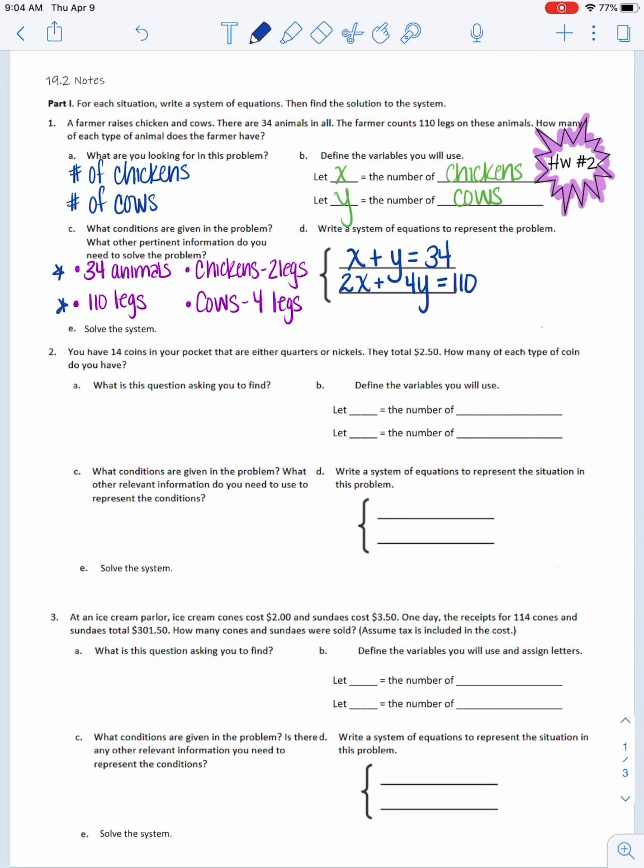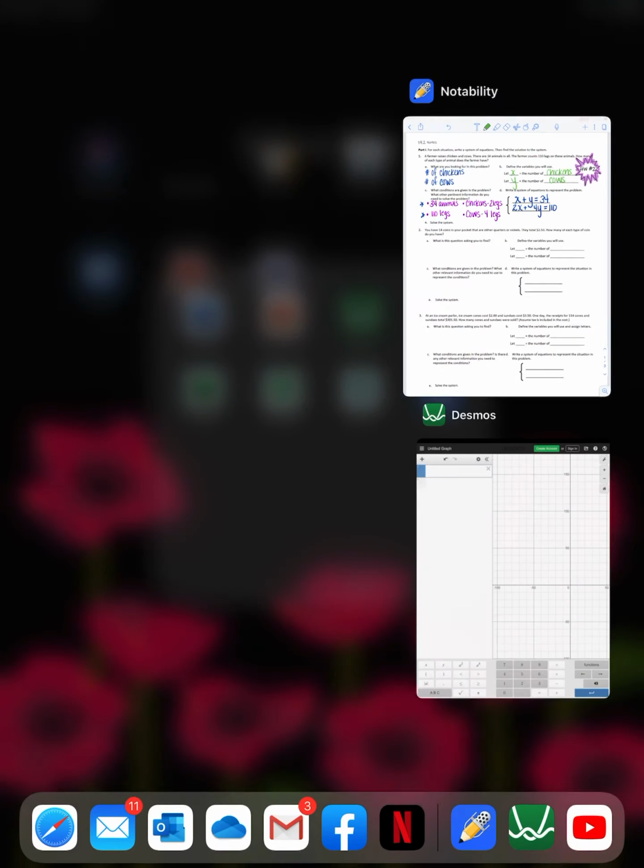Okay, so we could use number sense to solve this. We could go through guess and check. We could try to make a table. All of those are going to take you a while unless you get lucky with your first or second guess. So my suggestion would be to use Desmos. I am going to be flipping back and forth between the notes page and Desmos. Okay, so here we go.